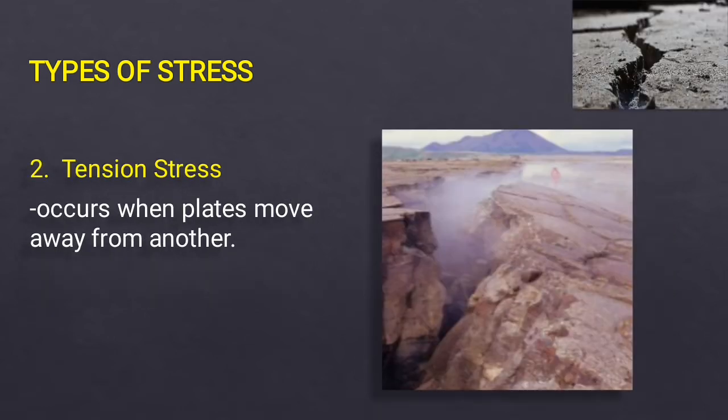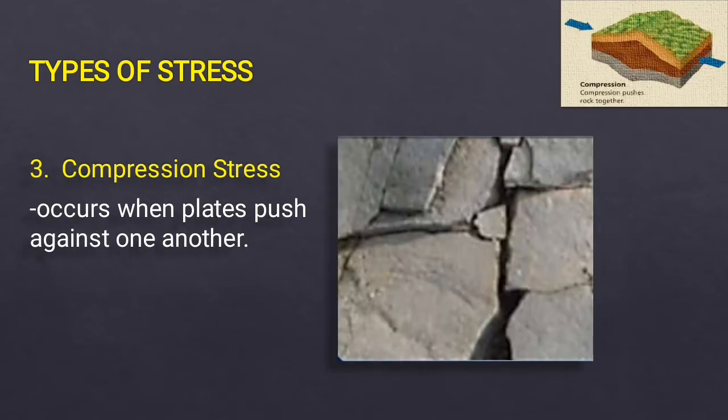Next, we have tension stress. So the rocks that are pulled apart are under tension. It lengthens or breaks apart. The tension is a major type of stress at divergent plate boundaries. Next, 3. Compression stress. This squeezes rocks together, causing rocks to fold or fracture. So this is the most common stress at convergent plate boundaries.